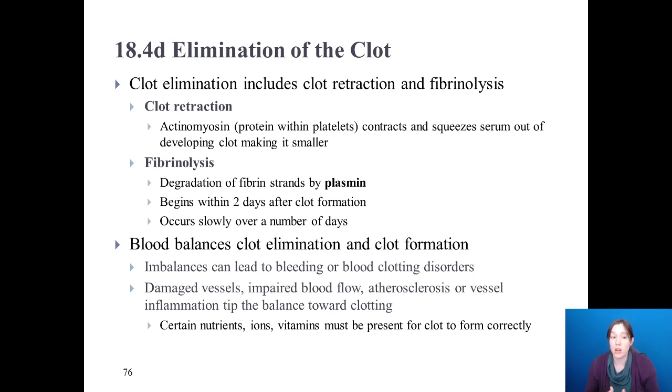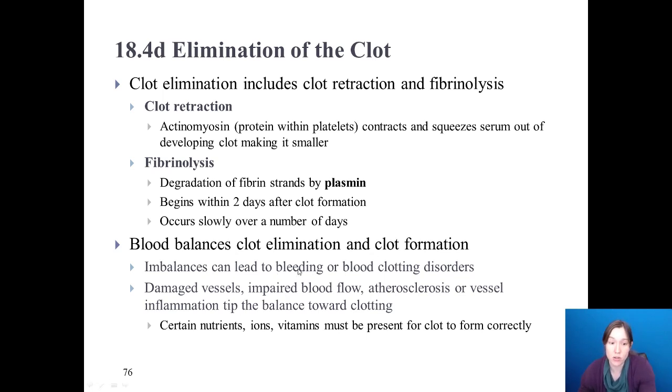It's very important that the blood balances clot elimination and clot formation, because we don't want to eliminate the clot too quickly, before the endothelial wall is fixed, before we've stopped bleeding, but we also don't want to overdo our clot formation.